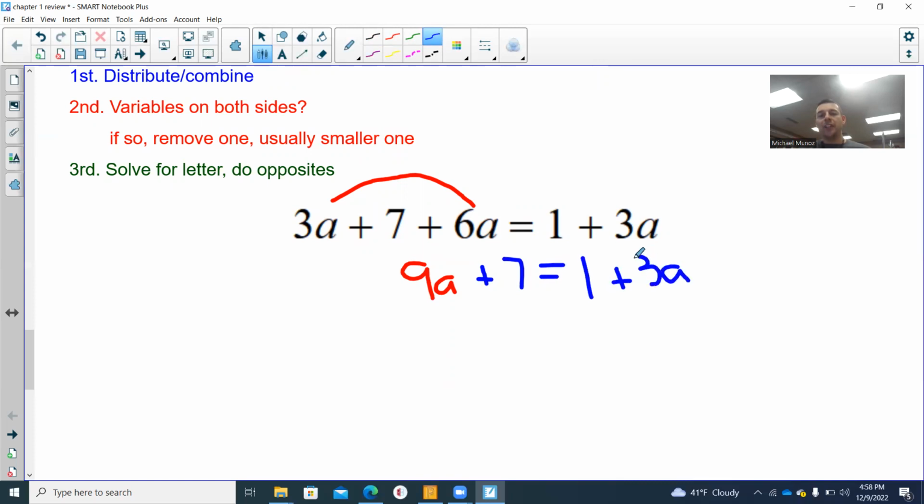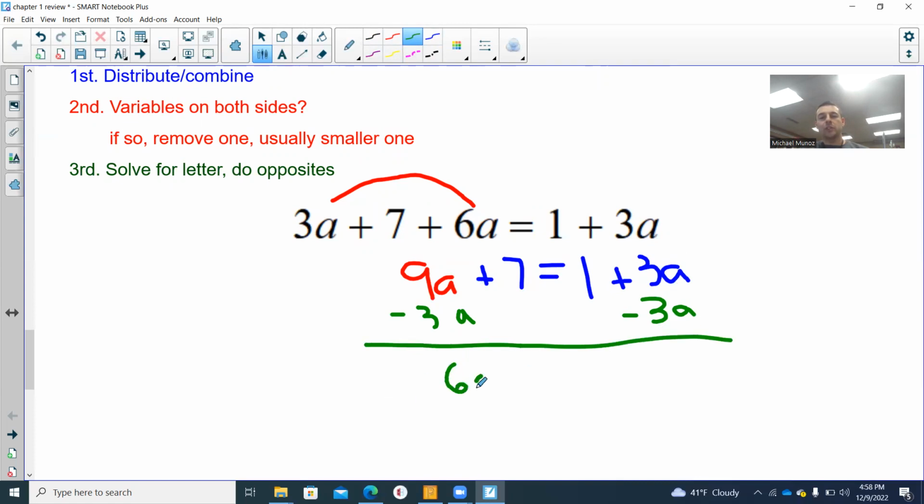I cannot combine this 3A and this 9A because they're on opposite sides, so I need to get rid of one. And that's where we go to step 2. If there are variables on both sides, we're going to get rid of one. I usually get rid of the smaller one. So I'm going to get rid of this 3A by minusing 3A. 9A minus 3A is 6A. And then I'm going to bring down this positive 7 and equals 1 because these crossed out.